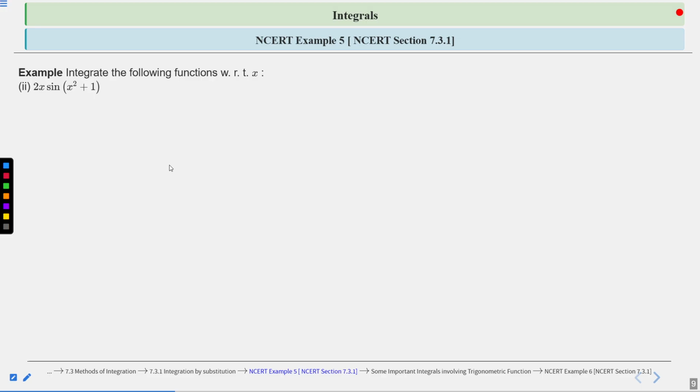Okay, hope you all have tried to attempt this. Let us see how we can solve the given question. Again, we will try to apply the method of substitution.